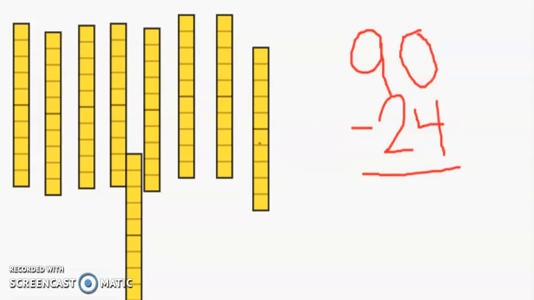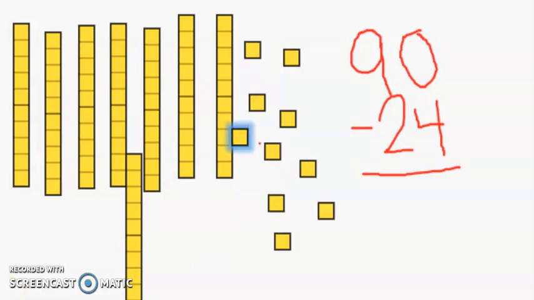If you said that I'm going to have to borrow a 10, you are correct. So let me click on a 10. And I'm going to split it apart. All right, so now I have 10 ones because I split 1 10 apart. And I borrowed a 10, so there's only 8 10s left. And then I'm going to do 10 minus 4.